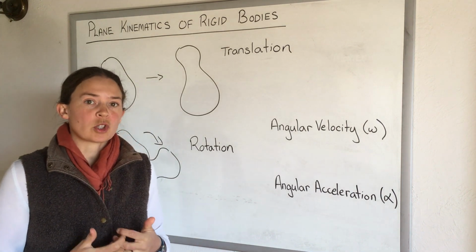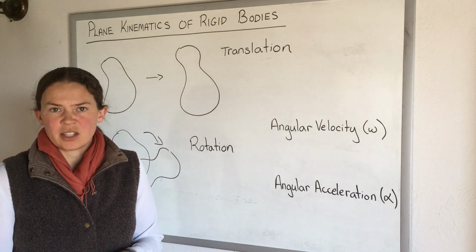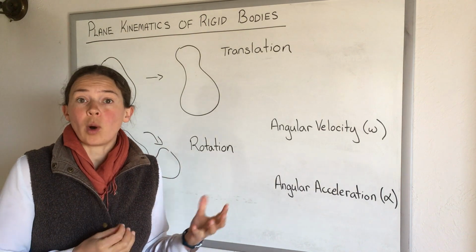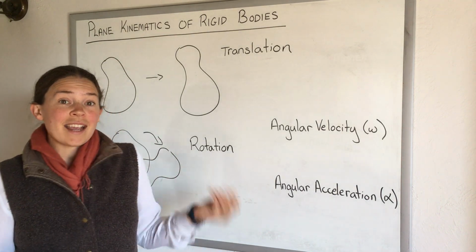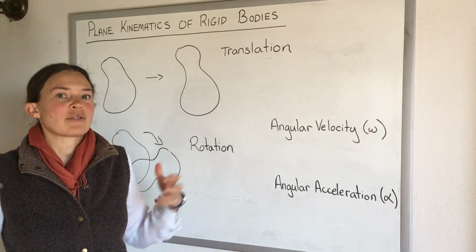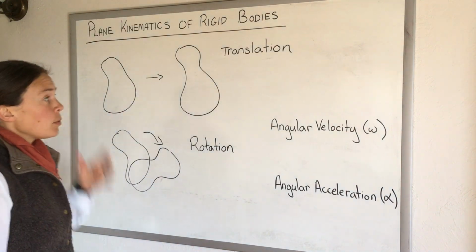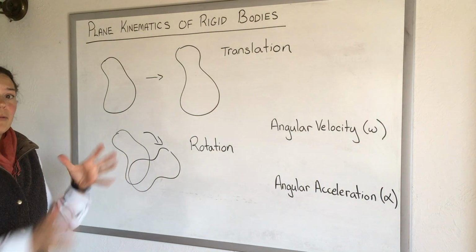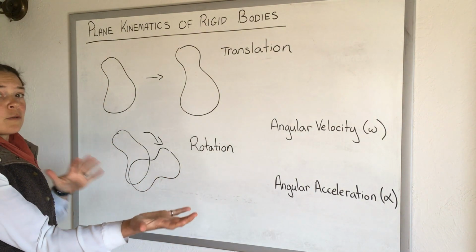The first part of the semester was all about how points move. So we talked about where, how, and why points will move. And now in the last part of the semester, we're going to talk about rigid bodies, so things that actually have size and shape.